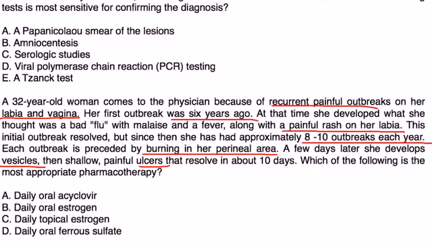Well, it's rather unfortunate, and this clinical vignette illustrates the recurrent nature of herpes simplex. And unfortunately there's no cure, but you can use an antiviral drug such as acyclovir or valacyclovir to shorten the duration of symptoms, and that would be choice A.